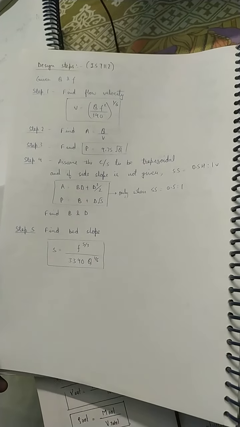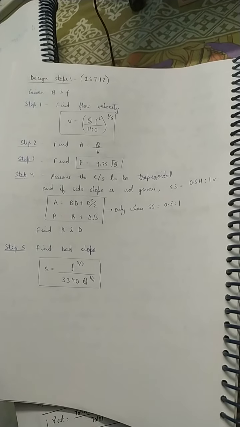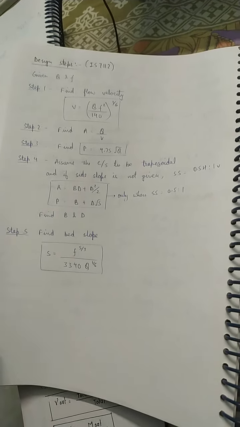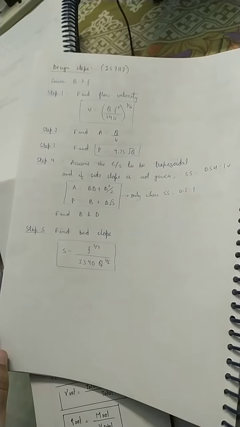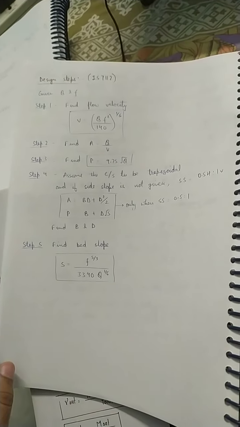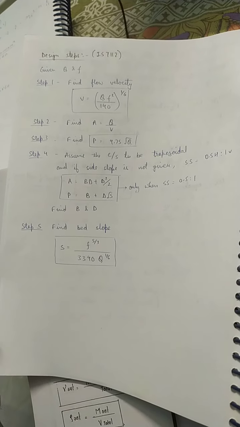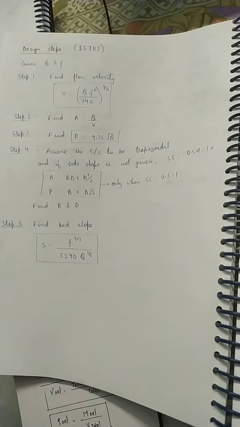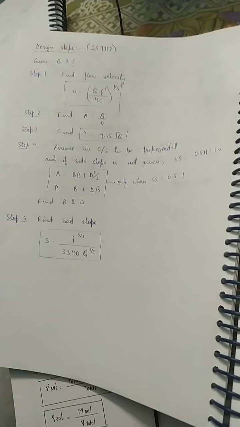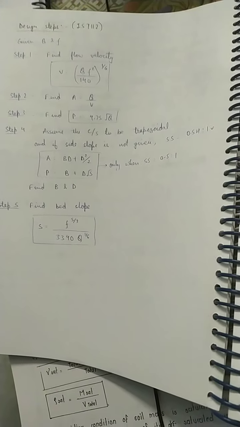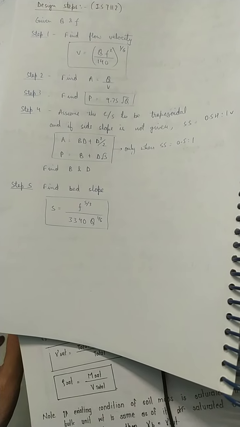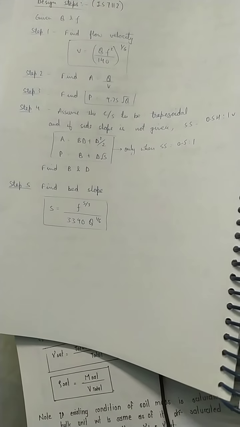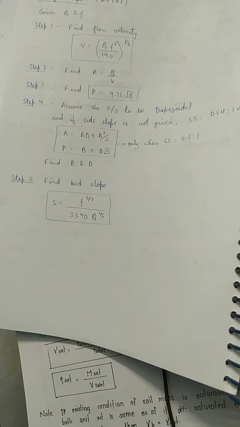Yes, that's it. Further, we have design steps for Lacey's theory. You will be given Q and f. Step 1 is finding the flow velocity: V is equal to (Q f square by 140) raised to the power 1 by 6. After finding V, you can find A by A is equal to Q by V. Then find the perimeter, P is equal to 4.75 under root Q.